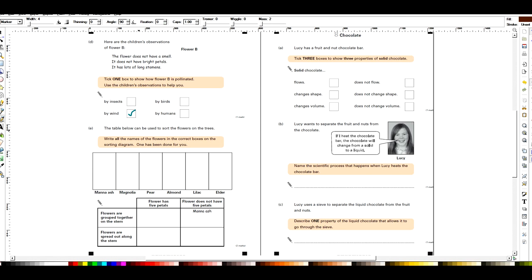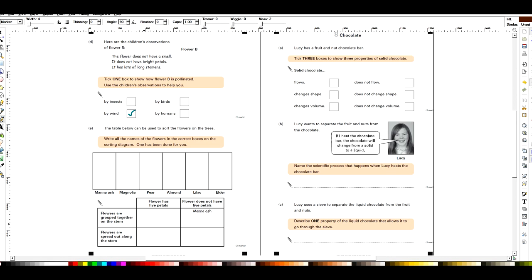The table below can be used to sort the flowers on the trees. Write all the names of the flowers in the correct boxes on the sorting diagram. One has been done for you. Hang on 1 second. Okay, I think we have lost the pictures again. So it's going to be difficult for us to do that particular question.